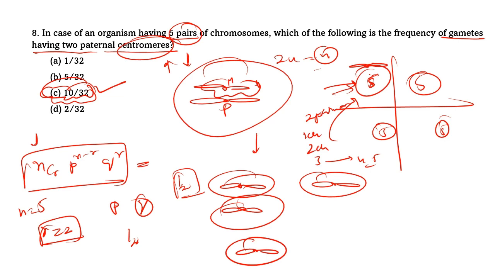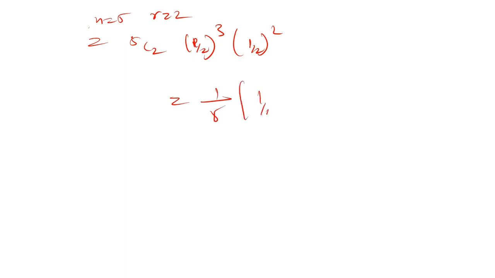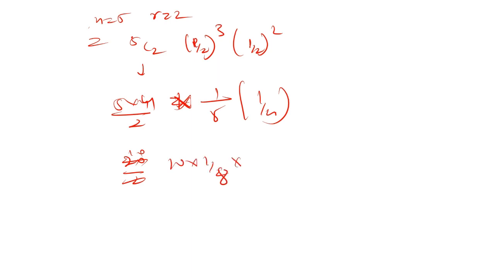So I will just do it once and show you. n is equal to 5, r is equal to 2. So 5C2 p power, p is 1 by 2, n minus r is 3, and 1 by 2 power 3 is 1 by 8, and 1 by 4, into 5 into 4 divided by 2. So this is 10 into 1 by 8 into 1 by 4. So that will be equal to 10 by 32. So 10 by 32 will be your answer.